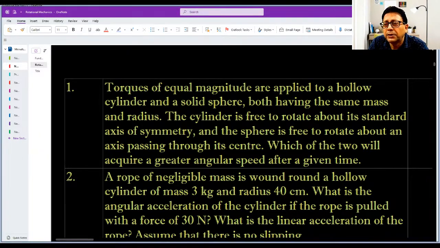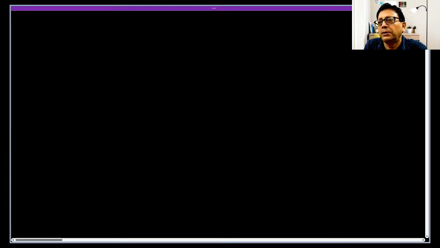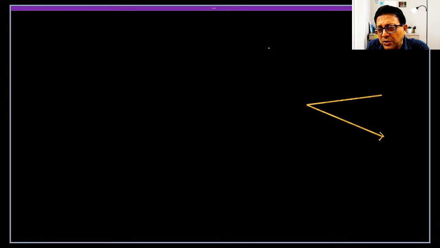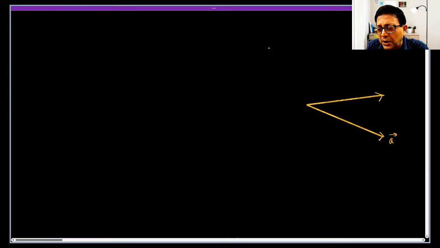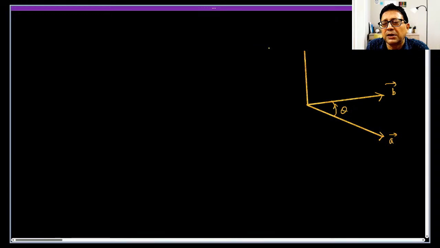The concept of rotational mechanics actually starts with the concept of cross product of two vectors. Hope you remember. I'll just remind you the cross product of two vectors, and this is important in rotational mechanics because not only to understand moment of force, angular momentum, we need the concept of cross product of two vectors. So just the basic concept I remind you.